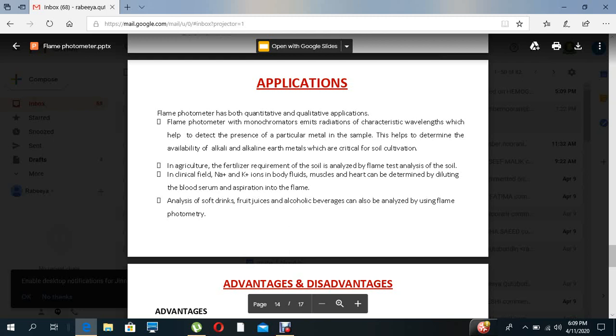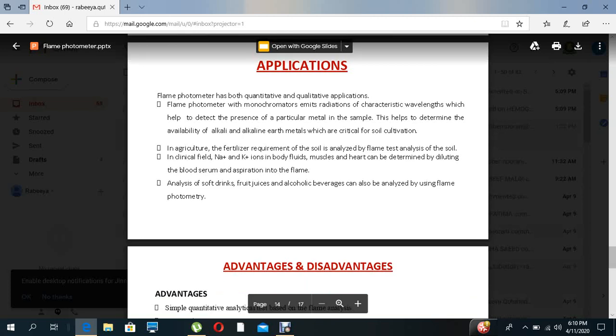In agriculture, the fertilizer requirement of the soil is analyzed by flame test analysis of the soil. In the clinical field, sodium and potassium ions in body fluids, muscles, and heart can be determined by diluting the blood serum and aspirating it into the flame. Analysis of soft drinks, fruit juices, and alcohol can also be done through flame photometry.